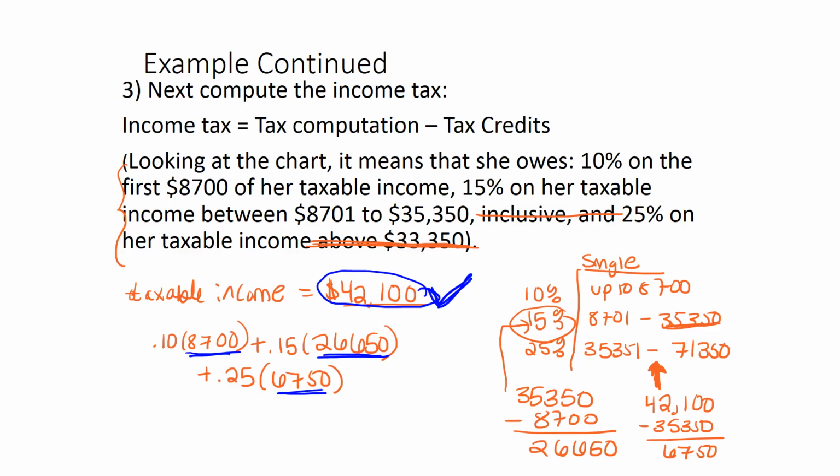So let's add those together. 10% of 8,700 plus 15%, of course, which means times 26,650. So her income taxes are $6,555. All right, and that's her tax computation.